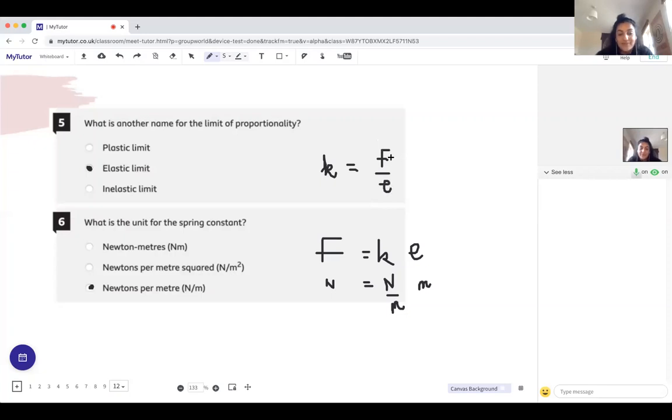So we know that F is measured in newtons, E is measured in meters. We're doing newtons divided by meters, so newtons per meter is what the spring constant is measured in. So if you ever do forget, just rearrange the equation for k and think about what the units of force are, what the units of extension are, which is newtons per meter. So we know that k, the spring constant, is newtons per meter.